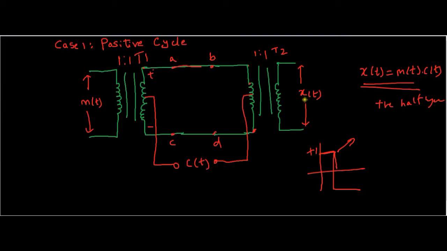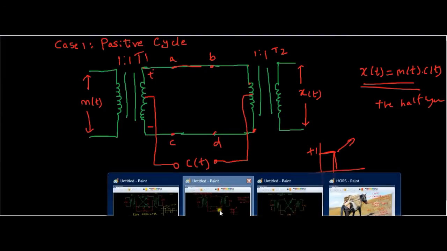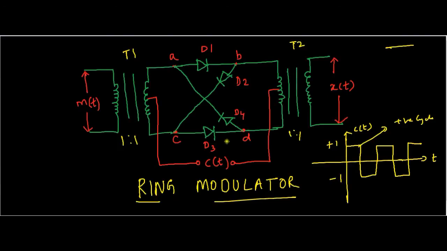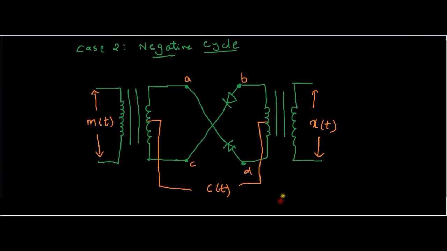We get a modulated signal. So in the same way, during the negative half cycle, the diodes D1 and D3 are reverse biased and they are out of the circuit, whereas diodes D2 and D4 are forward biased. So in that case, our carrier signal has an amplitude of -1. So this is during the negative half cycle.